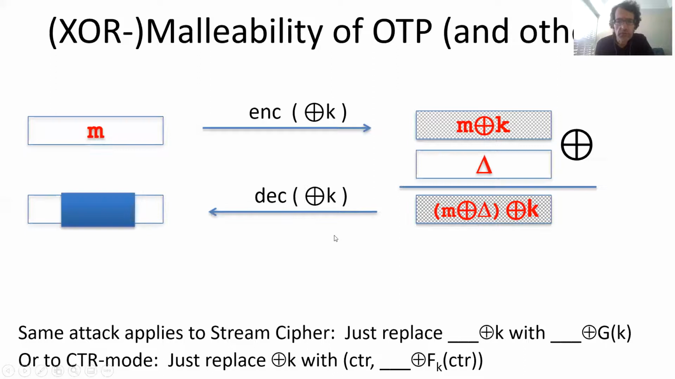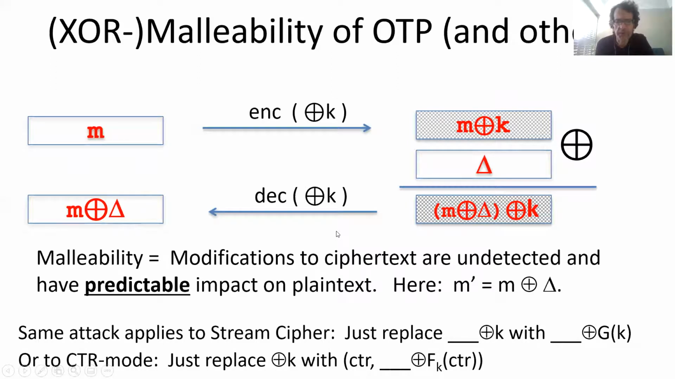Okay, so I guess this is just a repeat of what I was saying, that it's a malleable encryption. You don't know what's inside of the cipher. Here is XOR malleability of one-time pad. You encrypt by XORing with the key, and if I XOR the ciphertext with some delta, what it creates is an encryption under the same key of a related message, M prime, M XOR delta.